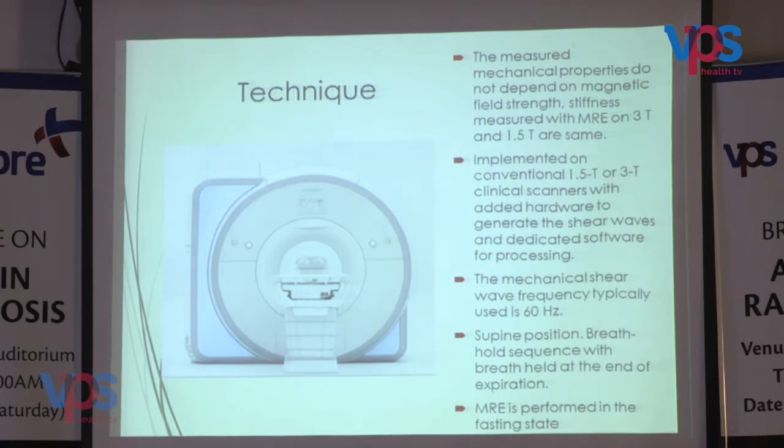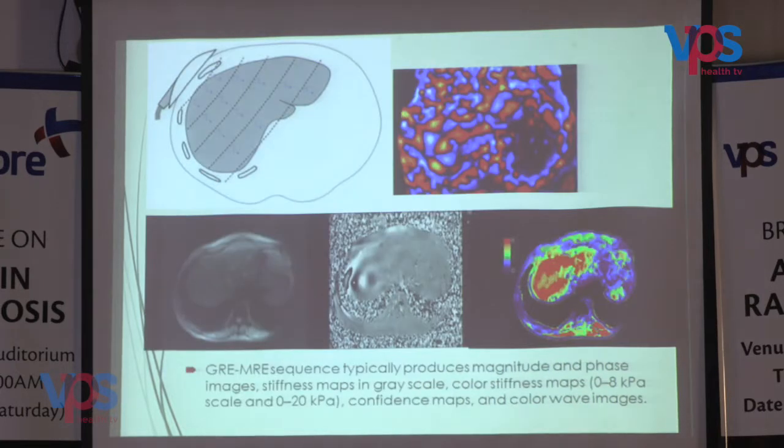And MRI is performed in the fasting state. So these are a few representative images. The MRI sequence generates a magnitude image, a phase image, a wave image, and a stiffness map.